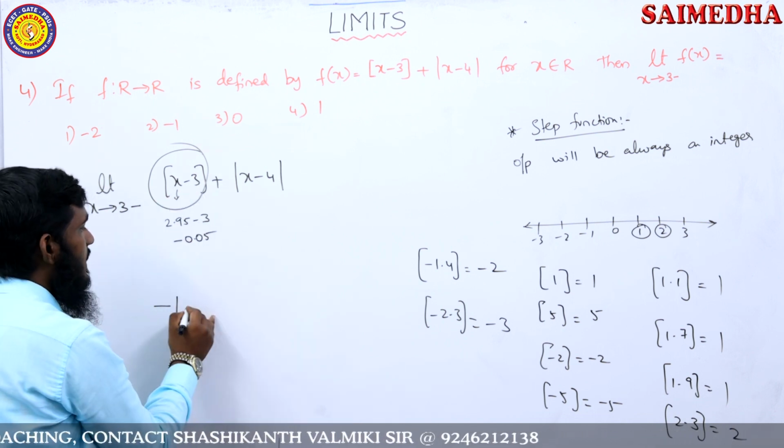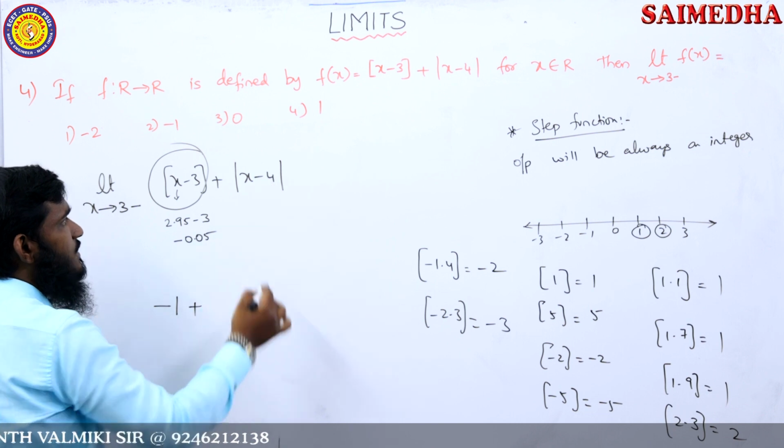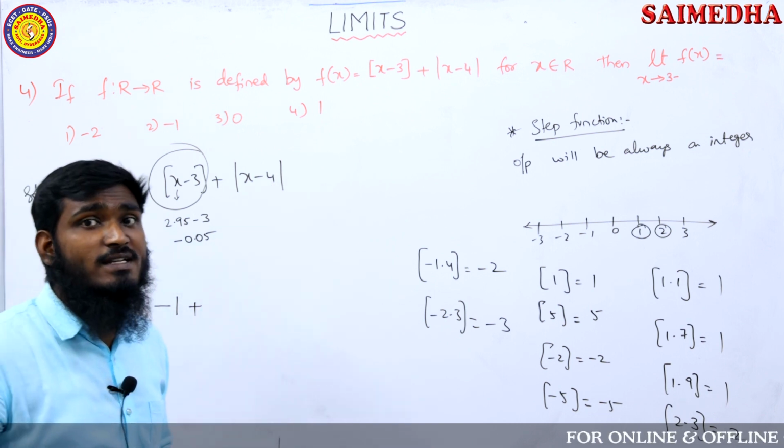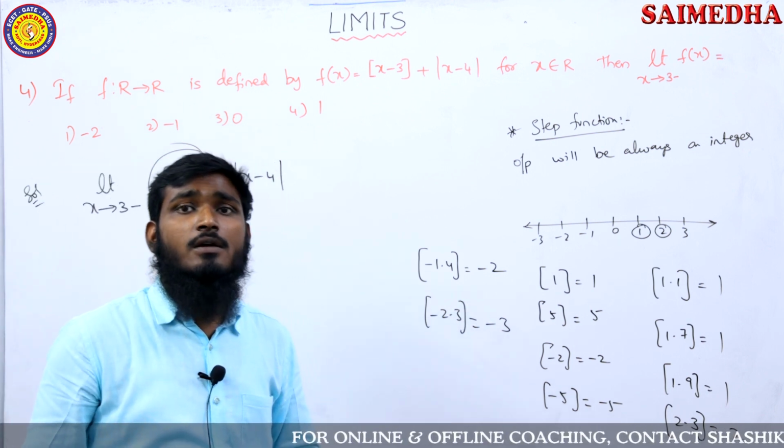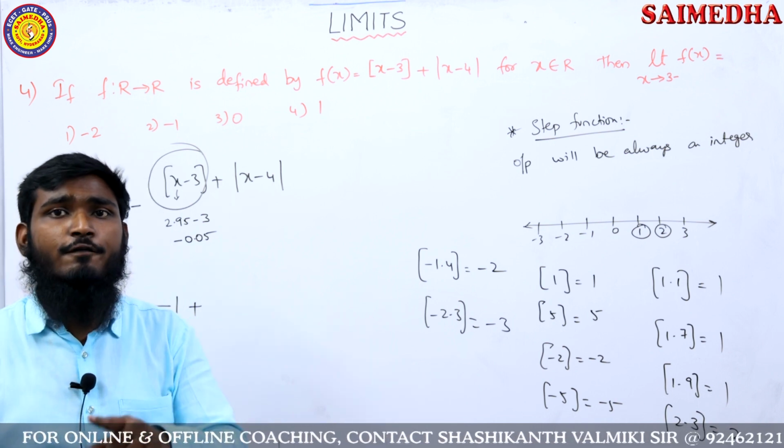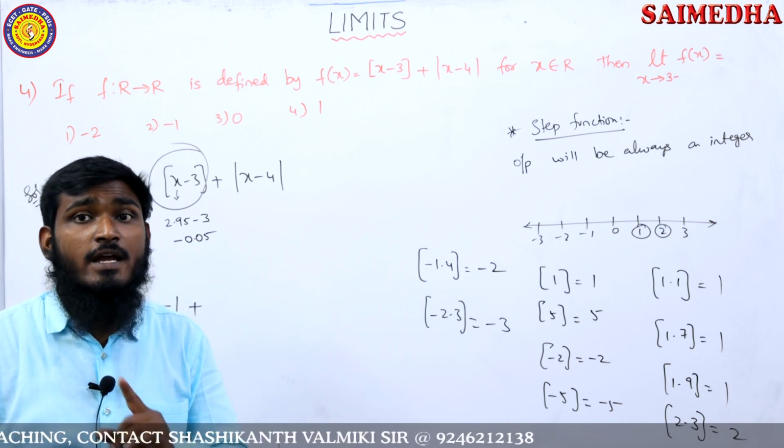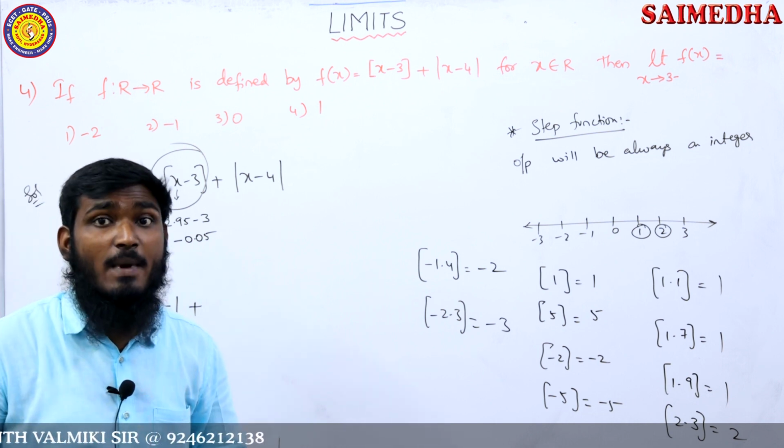Now in this part, plus mod of x minus 4 is given. What are the modulus conditions? Already we have written them, yes or no? The modulus conditions: if f of x is greater than 0, we take f of x. If f of x is less than 0, we take minus f of x.